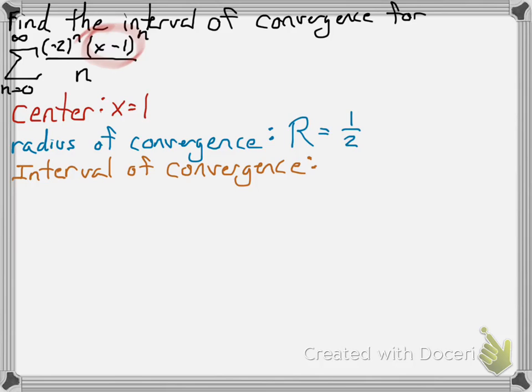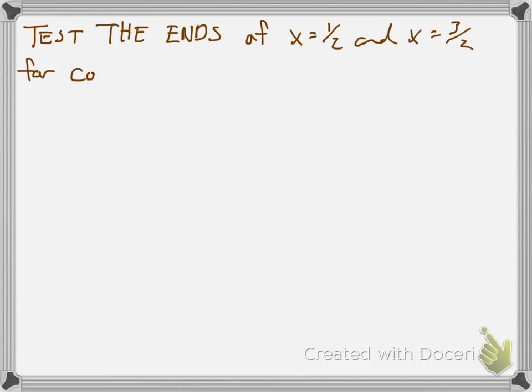So for visual people, let's see a number line. Now we know the center is at 1, the radius is a half, so if I went up a half, down a half, that would give me the endpoints of my interval. It would be 0.5, comma 1.5, or if you feel like being in fraction mode, we'll do 1/2, comma 3/2. Well, that's great, but I don't know what's happening in either of those two. Should I include them? Should I not include them? Well, I need to test and find out. So that's what I'm going to do. I'm going to test the ends of 1/2 and 3/2 for convergence.